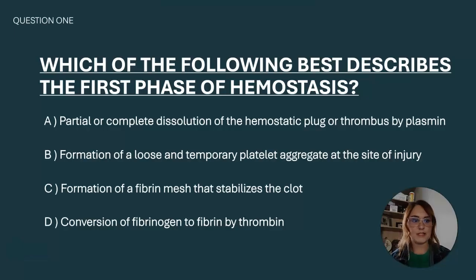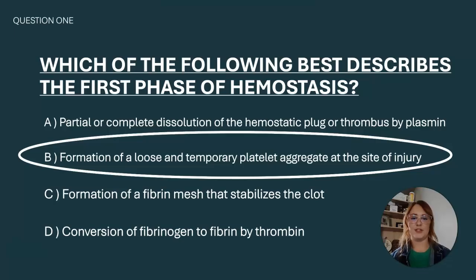All right, let's get into some questions to test our knowledge on what we learned today. Question 1, we have, which of the following best describes the first phase of hemostasis? A, partial or complete dissolution of the hemostatic plug or thrombus by plasmin. B, formation of a loose and temporary platelet aggregate at the site of injury. C, formation of a fibrin mesh that stabilizes the clot. Or D, conversion of fibrinogen to fibrin by thrombin.